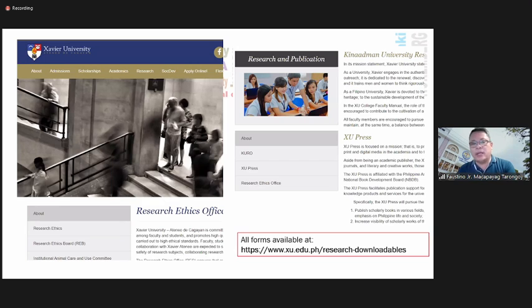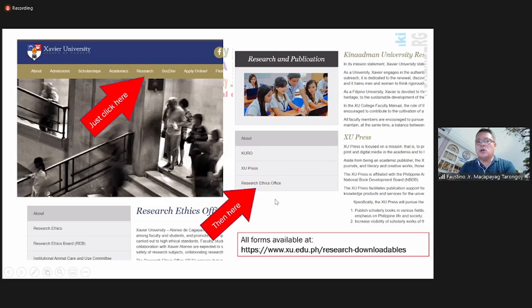So for further questions, please refer to the website of the Research Ethics Office. First click on the research banner there, and then with the Research Ethics Office, you can click on here, and then you will get your information. All forms or downloadable documents that you need to use for the application, including templates for the consent form, are available in the research downloadables.